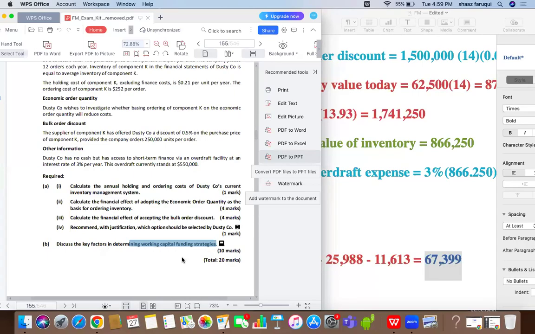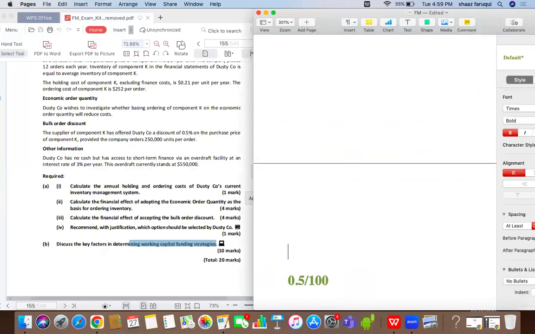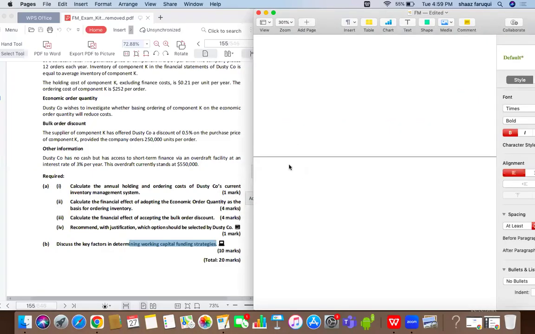So, how do you do this? Whenever you are using funds, one strategy or one thing to keep in mind is that short-term funds and long-term funds have different costs involved.